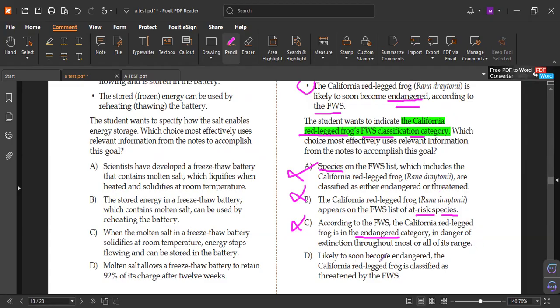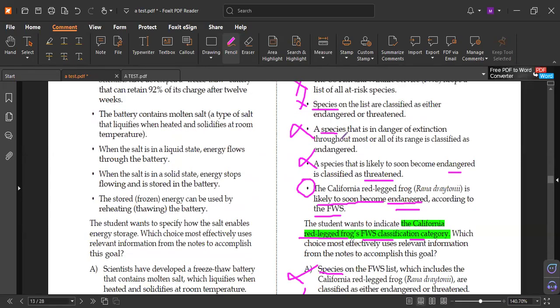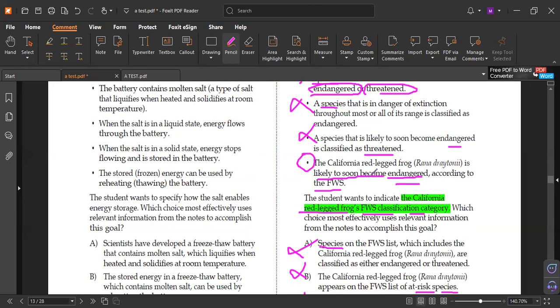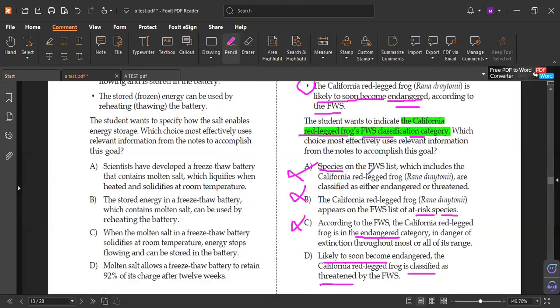Again, likely to soon become endangered, as he mentioned. Look, a phrase to help you. That's what makes the question easy. The California frog is classified as threatened. But wait, he said endangered, and here he mentioned threatened. Is there any difference? Here he mentioned it could be endangered or threatened. So if he changed the word, it's the same, but he mentioned it is likely soon to become, according to this organization. So letter D is correct.